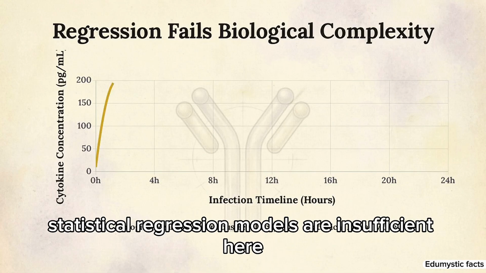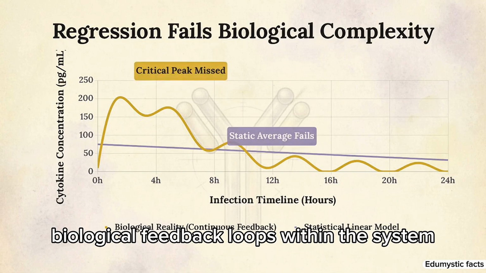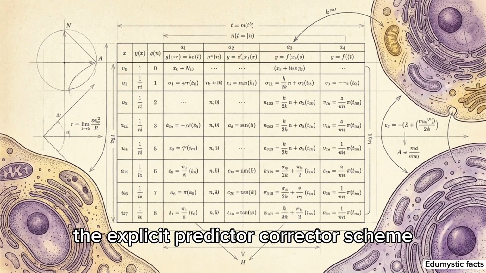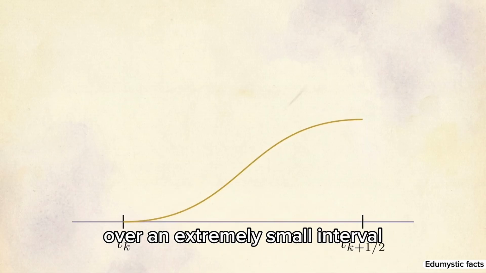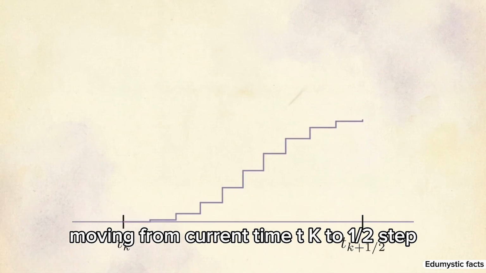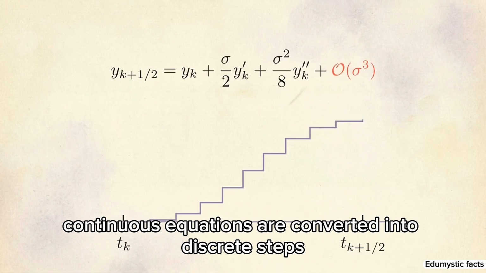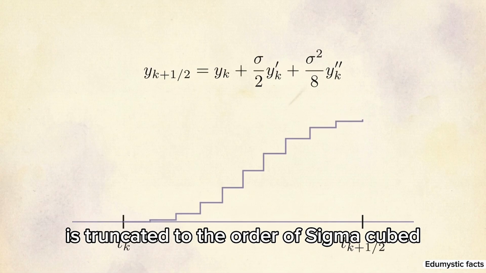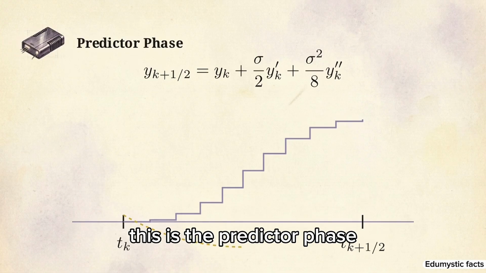Standard statistical regression models are insufficient here, as they cannot map the continuous, time-dependent biological feedback loops within the system. Solving the model requires a discrete numerical technique, the explicit predictor-corrector scheme. This visual timeline shows the technique in action. The solver integrates the equations over an extremely small interval, moving from current time tk to a half step at tk plus 1/2. Continuous equations are converted into discrete steps using Taylor series expansions. The mathematical error term is truncated to the order of sigma cubed, which balances high computational precision with practical processing speed. This is the predictor phase.